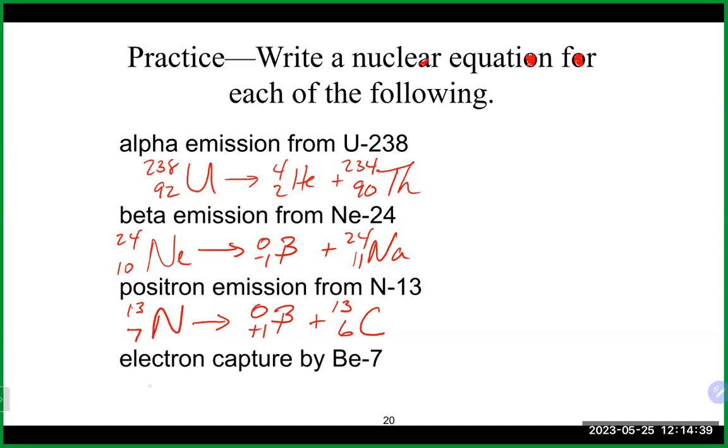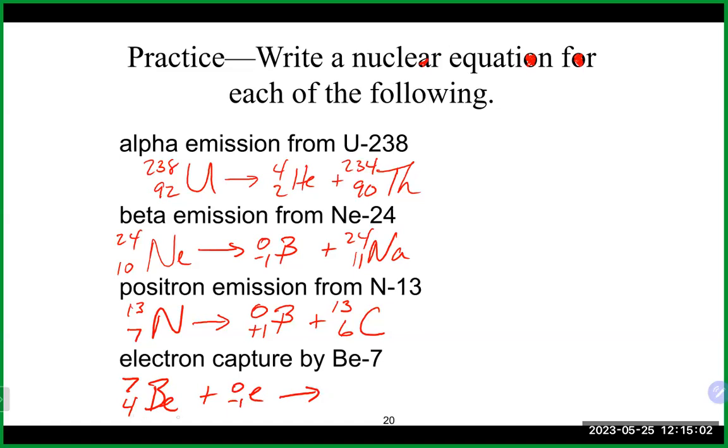Lastly here, we got beryllium, which is 7. And then the periodic table tells us our atomic number is 4. This is actually an electron capture, which means the electron will be on the reactant side. And you should use the E for this one because it is an electron, not really a beta particle. So make sure that you use the E.